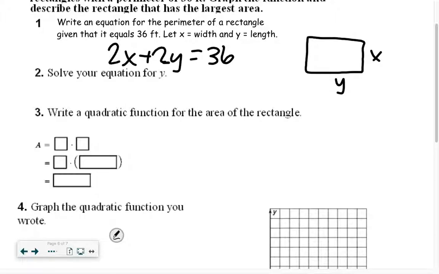Okay. Second thing we're going to do is solve for y. So I want to get y by itself. I'm going to subtract my 2x. So 2y equals negative 2x plus 36. Then divide by 2. Y equals negative x plus 18.